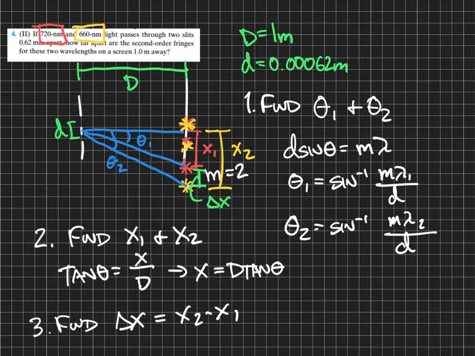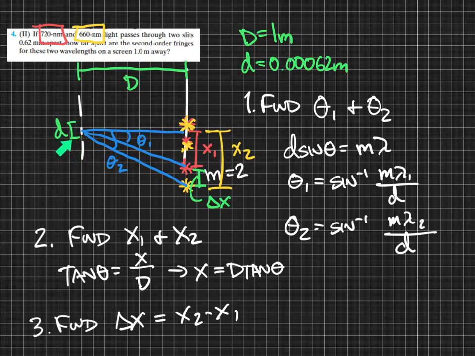The third one here is a little bit harder of a question. It says two different types of light, 720 nanometers and 660 nanometers, pass through two slits that are 0.62 millimeters apart. How far apart are the second order fringes for these two wavelengths on a screen 1 meter away?